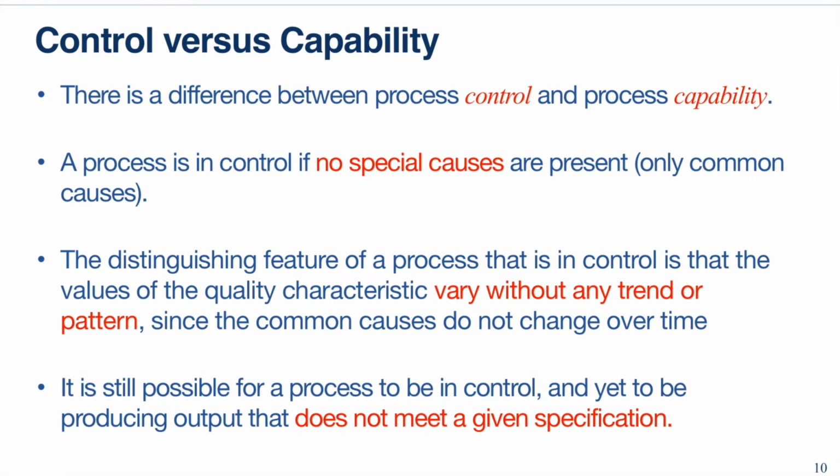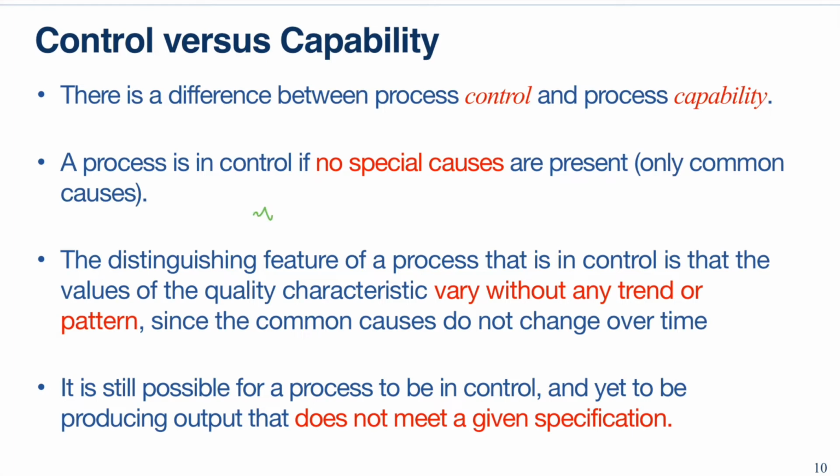Control versus capability. Now, there is a difference between process control and process capability. Let's review what it is to be in control. A process is in control if no special causes are present, only common causes. So the distinguishing feature of a process that is in control is that the values of the quality characteristic vary without any trend or pattern.